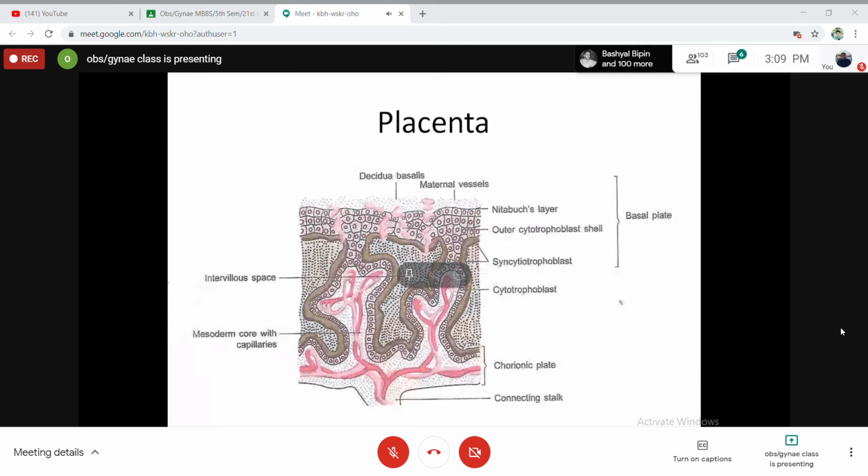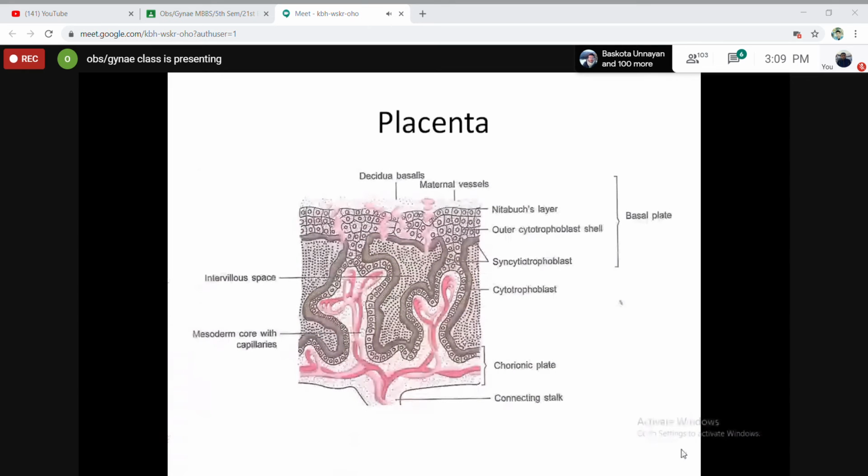So this is the cross section of the placenta showing the chorionic plate, the basal plate, the maternal side, and the fetal side. The basal plate is the maternal side, and the chorionic plate is the fetal side.